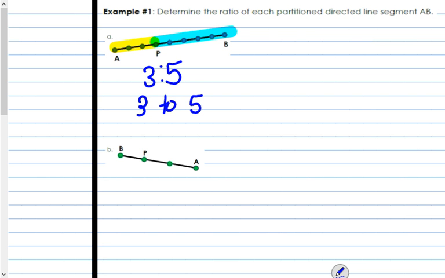Okay. Next one, we're doing A to B. And notice right here it says line segment AB. So that means A is the starting point, B is the ending point. So we have to make sure we start at A. From A to P, we have 2. And then from P to B, we have 1. So 2 to 1, because we have to make sure we start at the correct letter.